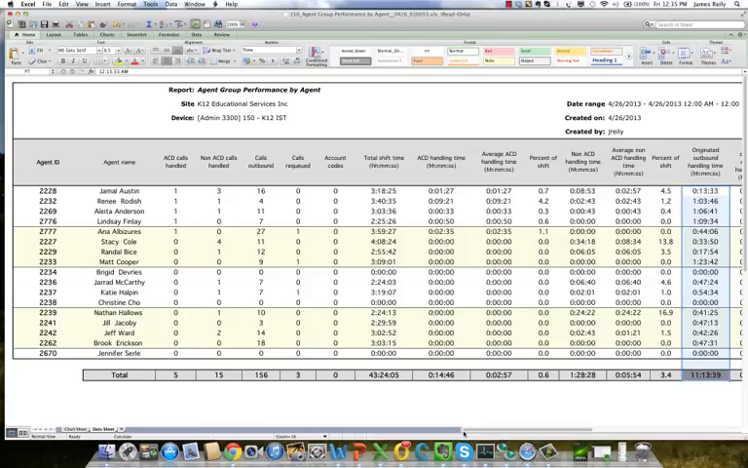Here's just a quick snapshot of one of the tools that we use to help keep us on track and to measure our success. So hopefully that gives you a little bit better understanding. If you have questions, just let one of us know. Thanks, and we'll be talking to you soon.